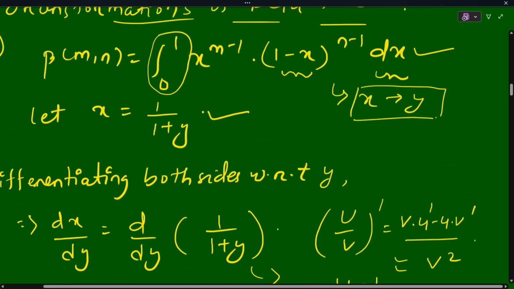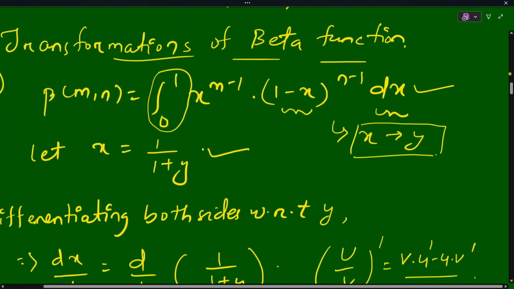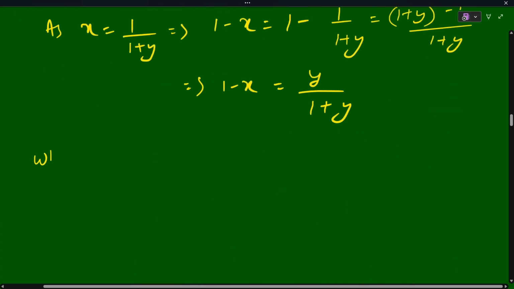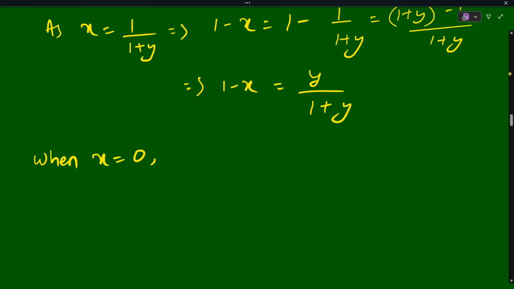The next substitution is for the limits. Here the limits of x are from 0 to 1, so let's take the lower limit first. When x is 0, what will be the value of y? So substitute the values here. As x is 0, it is 1/(1+y).